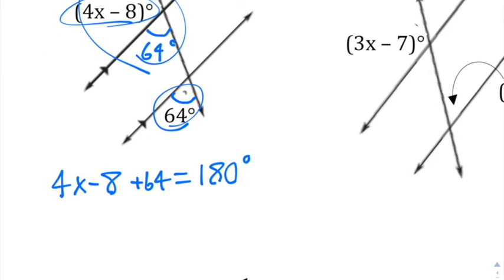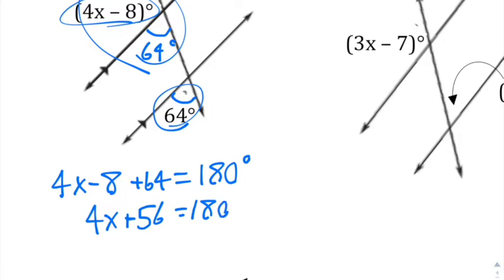So that one you got to kind of move the angles around to get them in the right spots. So when you combine like terms, that's 4x plus 56 equals 180.